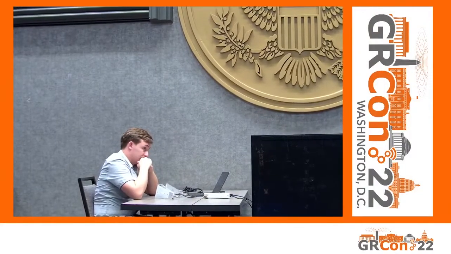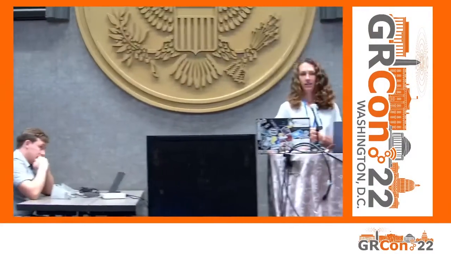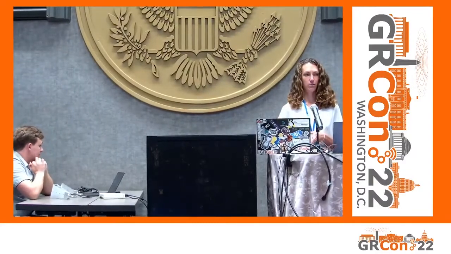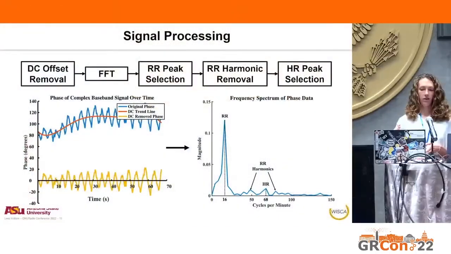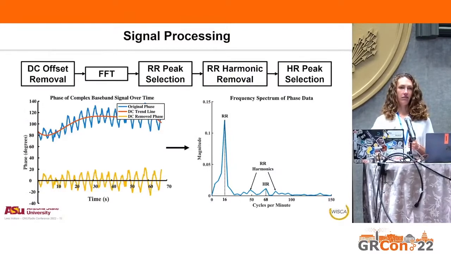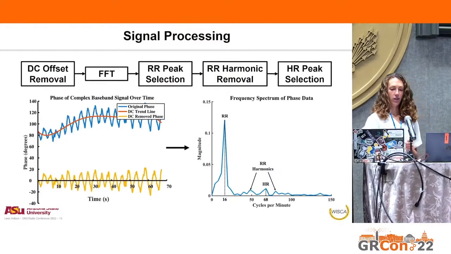The general signal processing approach that we take is we capture the complex baseband signal on the receiver, and then we track the phase of that versus time. If you look at the blue line here on the left graph, that's the phase of the received complex baseband signal versus time. The peaks and valleys of that correspond with the chest expanding and relaxing.